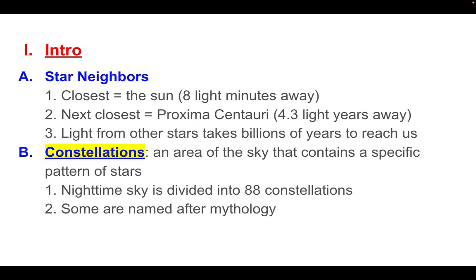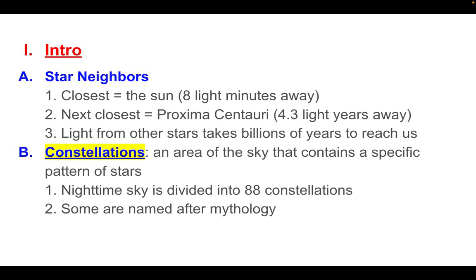Our next closest star is Proxima Centauri, and that's 4.3 light years away, which means it would take 4.3 years for the light of that star to reach us. So the light that you're seeing from the star is 4.3 years old. And when we look at other stars, it might take thousands, millions, billions of years, depending on how far it is.